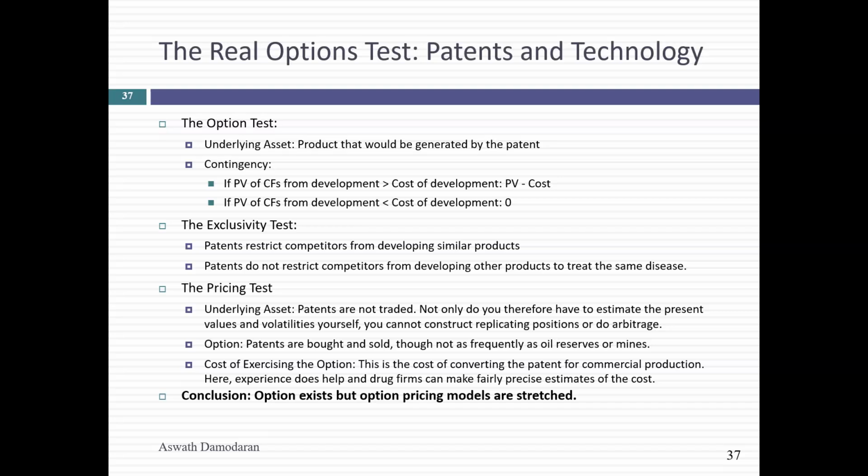And finally, can I use an option pricing model? I'm really stretching option pricing models. The underlying asset is not traded, the patent is not traded, replication is impossible, arbitrage is impossible.